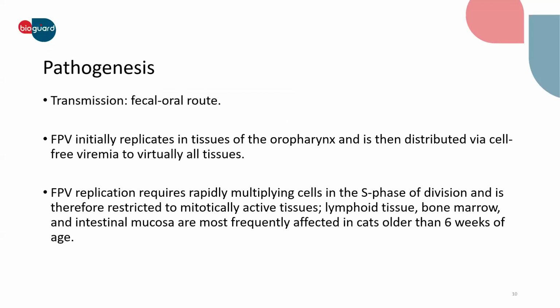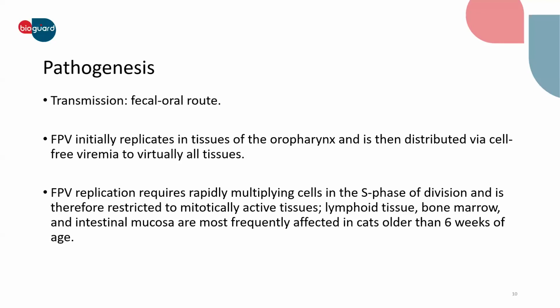We know the main transmission route is through the fecal-oral route. FPV will initially replicate in the tissue of the oral pharynx, and then it will distribute via cell-free viremia to virtually all tissues.